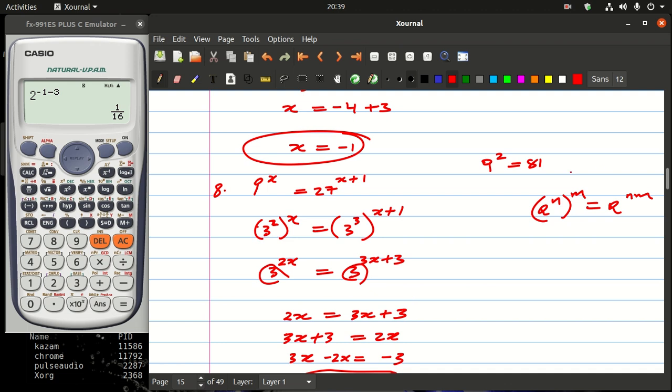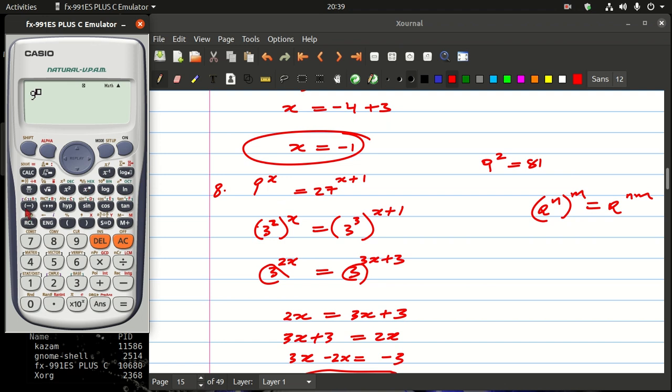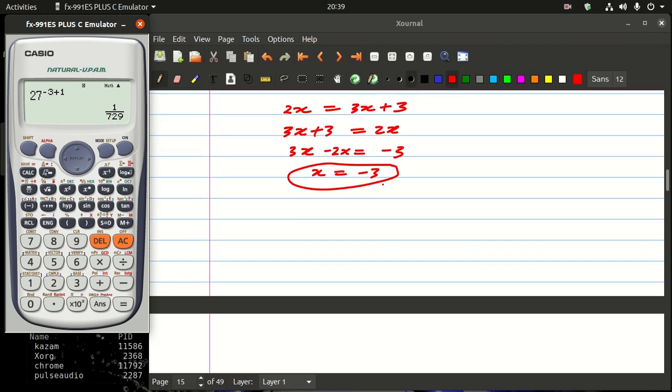Let's do this and check what we're getting. If I have 9 and I raise it to minus 3, what do I get? I get 1 over 729. And if I have 27 and I raise it to minus 3 plus 1, what am I getting? I still get the same thing here. This is that, and I also still get the same thing. So our answer here is actually correct.